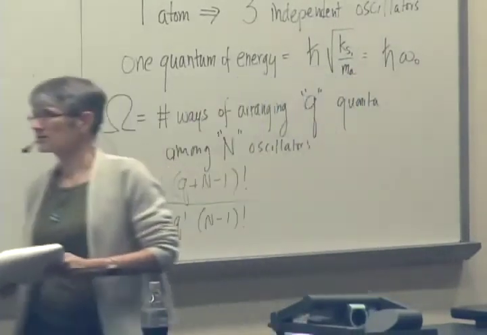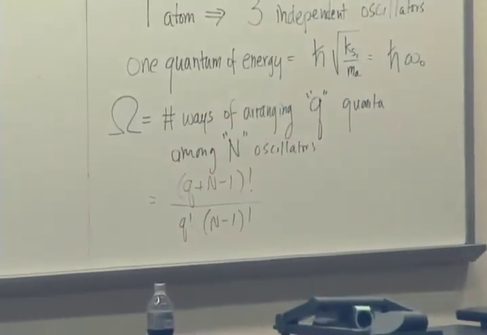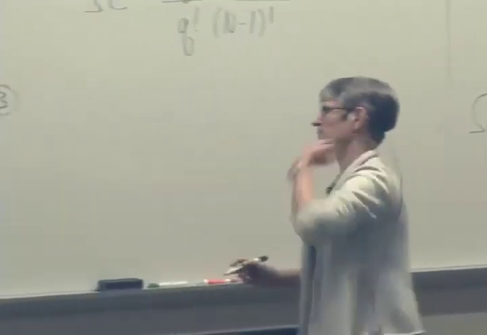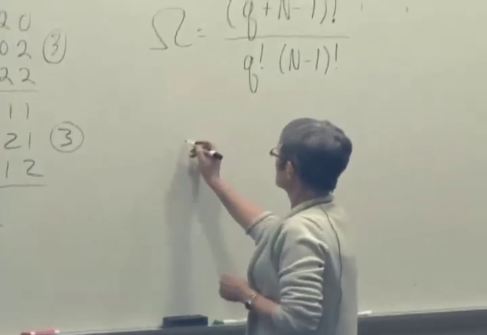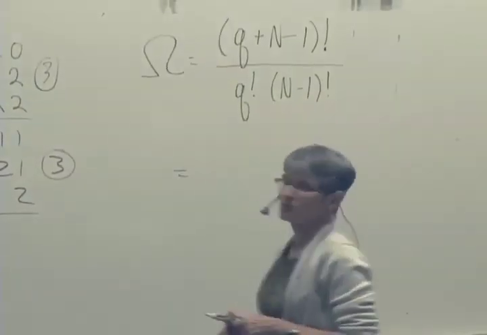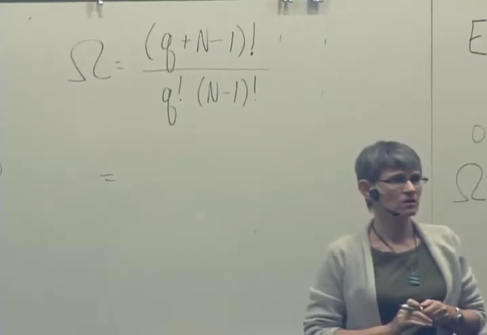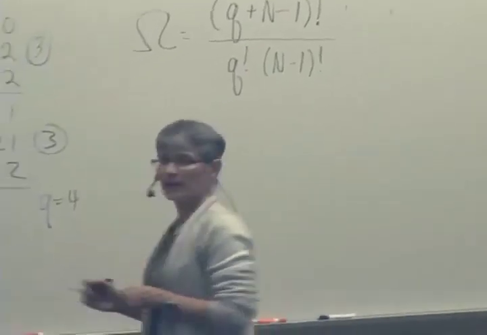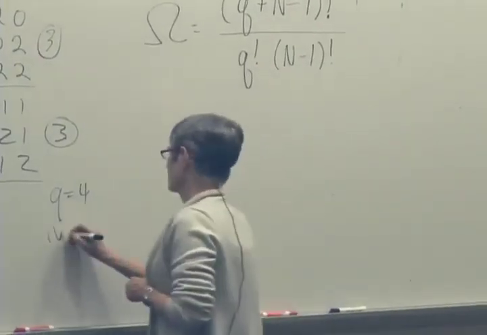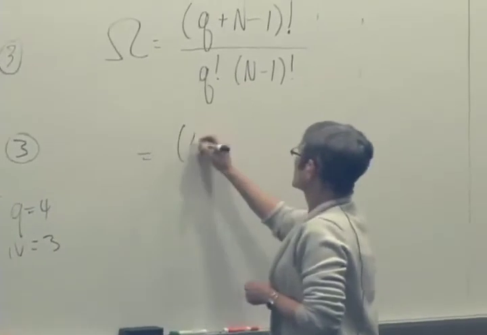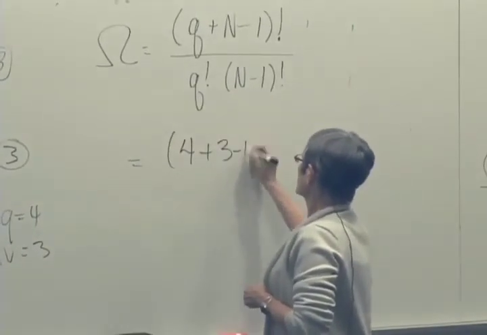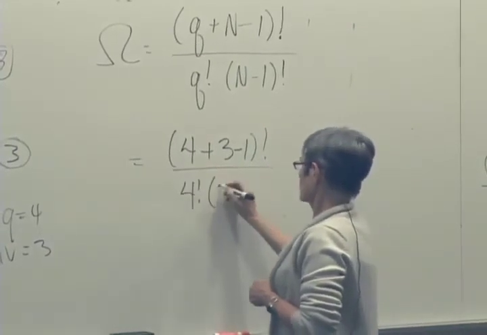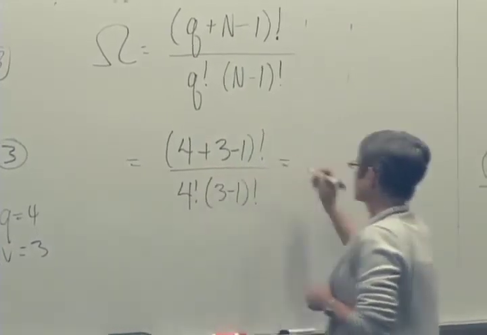So let's make sure it gives us the right answer for the thing we just did. We got 15, so let's make sure this comes out to 15. Let's see how we do this. What would Q be in this case? 4. So Q is 4, and N is 3. So we'd get 4 plus 3 minus 1 factorial divided by 4 factorial times 3 minus 1 factorial.